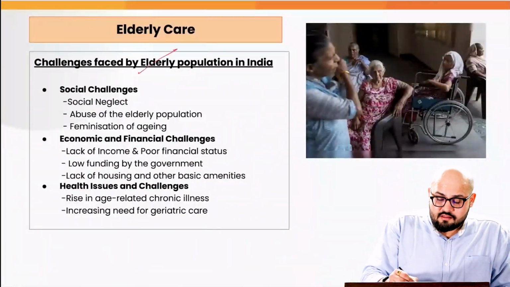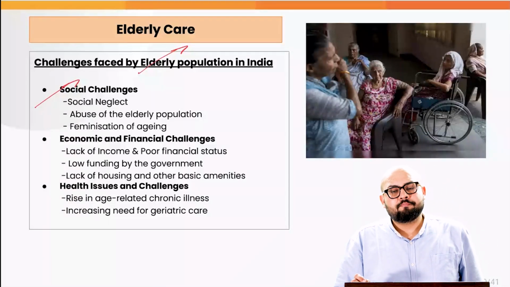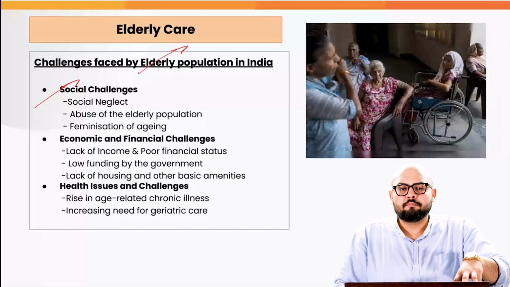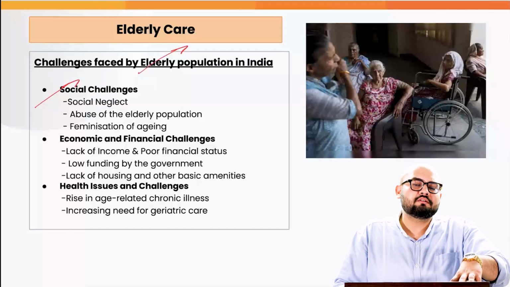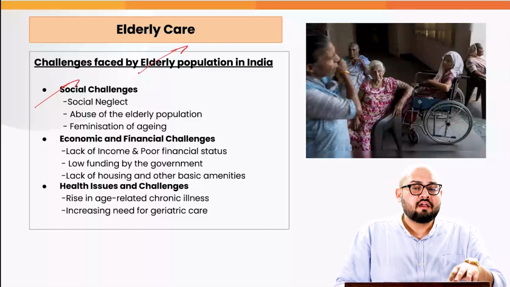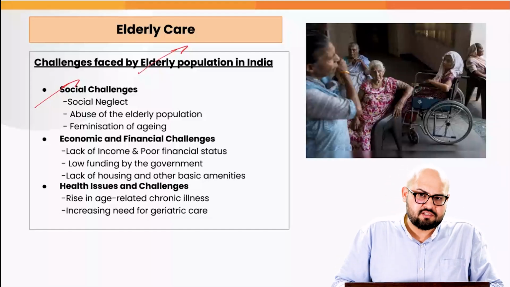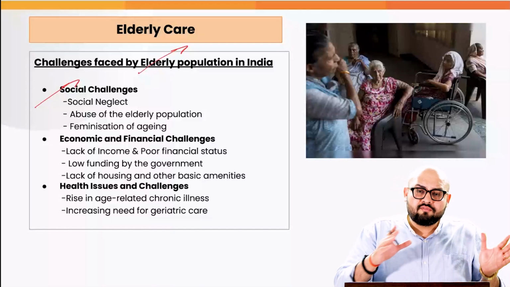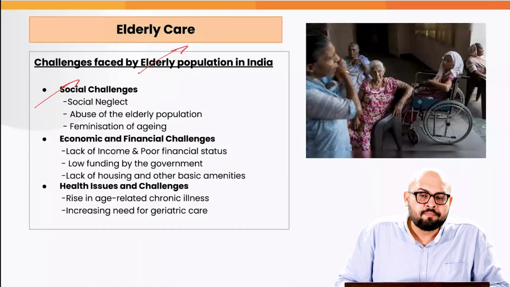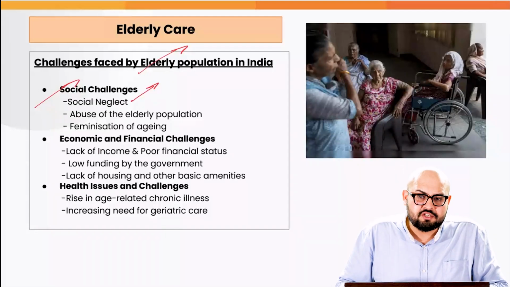Now, what are the challenges being faced by the elderly population in the country? The very first is social challenges. Please understand that Indian society has undergone many changes, be it through Western education or globalization. Again, I'm not saying that all of these changes have had negative implications, but yes, some of these changes have had a huge impact on the overall family structures. For example, families have now transitioned to a more nuclear structure from the joint structure, right? Again, that leads to the social neglect of the elderly population, right?